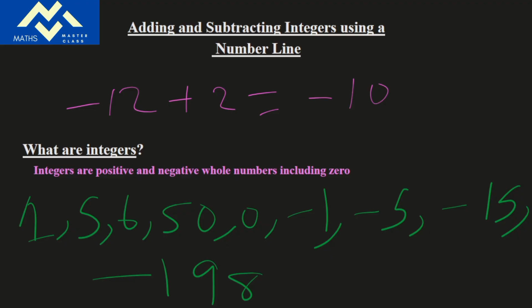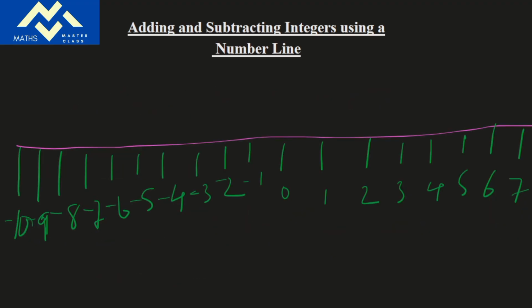Now that we understand what integers are, let's move to the number line. Draw a straight horizontal line. Mark 0 at the center. Numbers to the right of 0 are positive. Numbers to the left of 0 are negative. Now observe something important. As we move to the right, numbers increase. As we move to the left, numbers decrease.